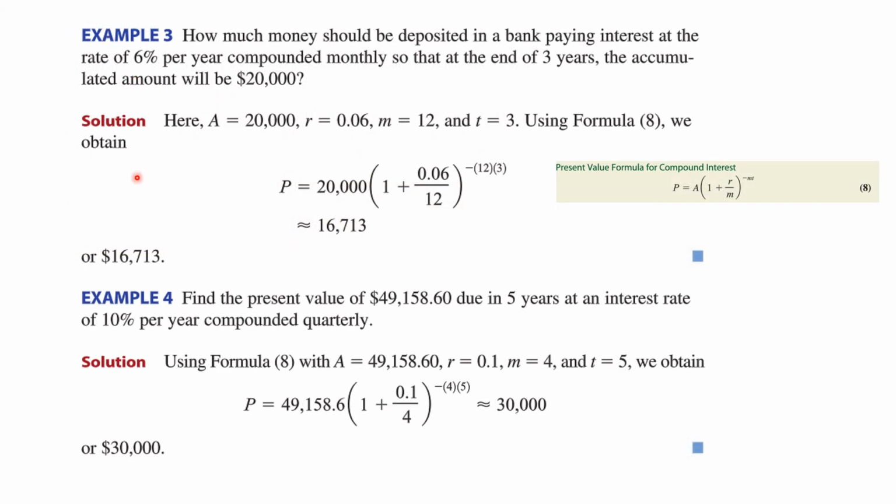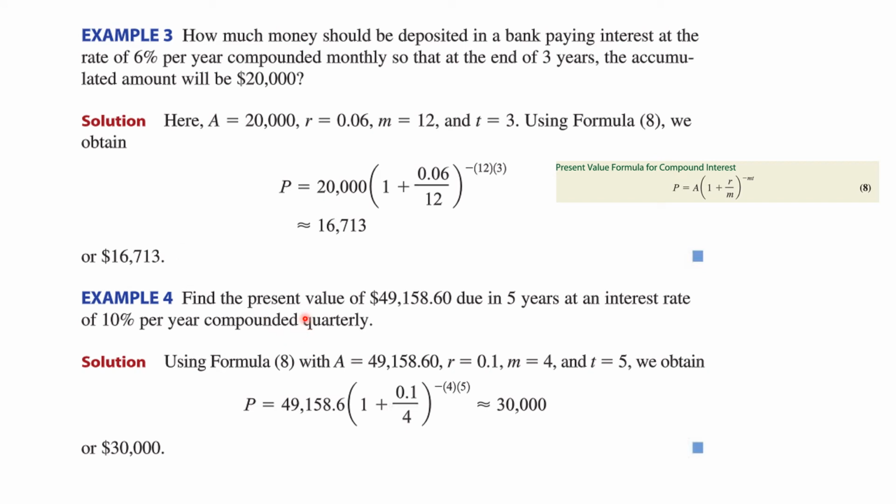Here's a couple of examples with this, and again, we're going to be using the present value formula, which is shown here. And so we're saying how much money do you have to put in a bank, paying interest at 6% per year, compounded monthly, so that at the end of 3 years you will have $20,000. So you plug those numbers into this formula and you get this amount of money.